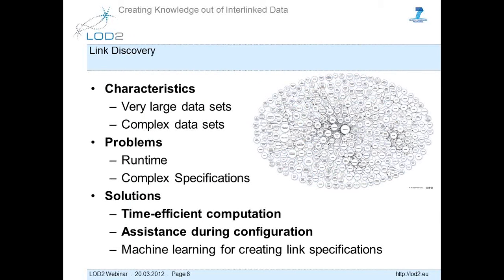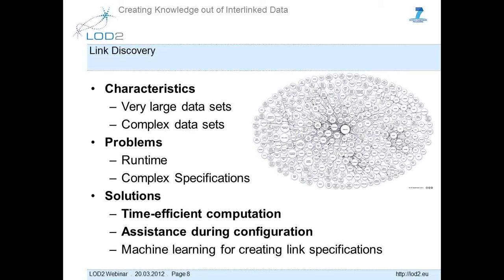And the first question that one can ask oneself is, why was LIMES created at all? Now, if we look at the linked open data cloud, we notice two things. Number one, we have very large data sets. Data sets such as DBpedia have more than 1 billion triples. And these data sets are also very heterogeneous. They are on all kinds of domains, on all kinds of topics.